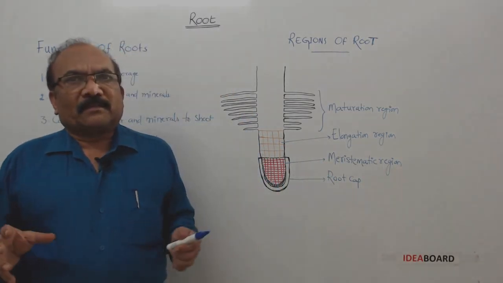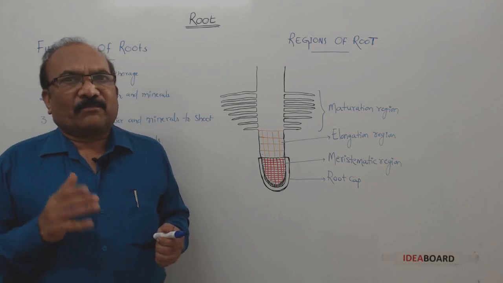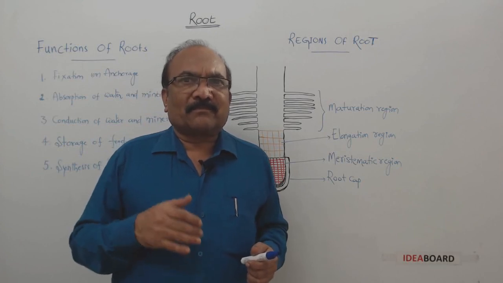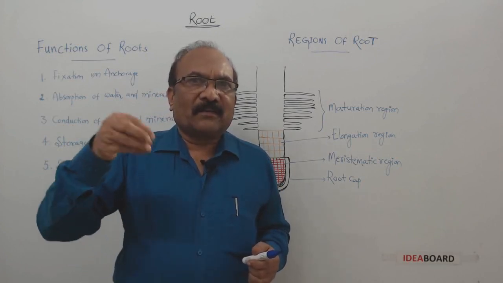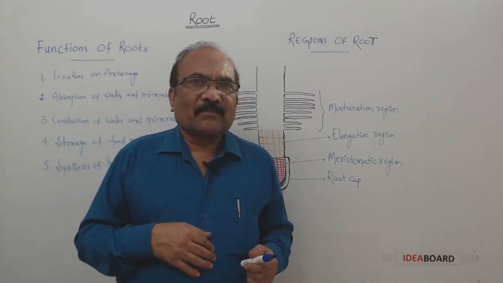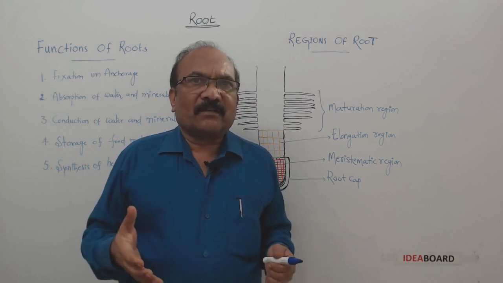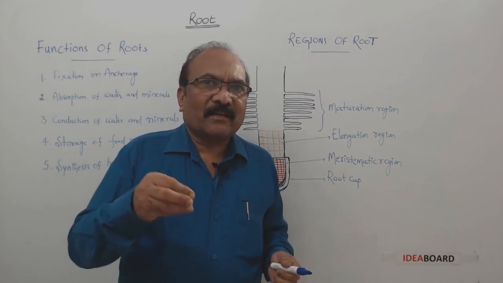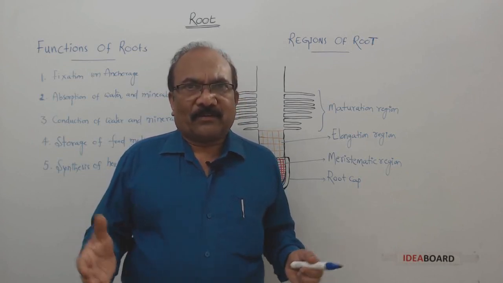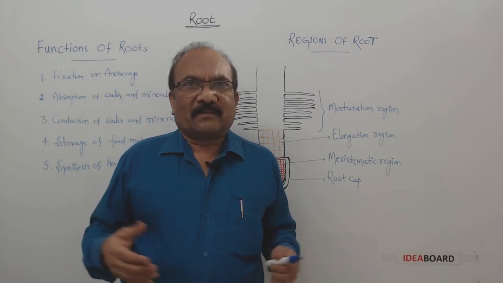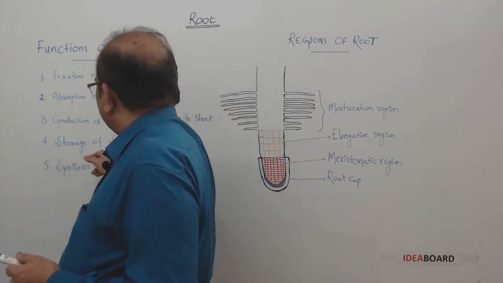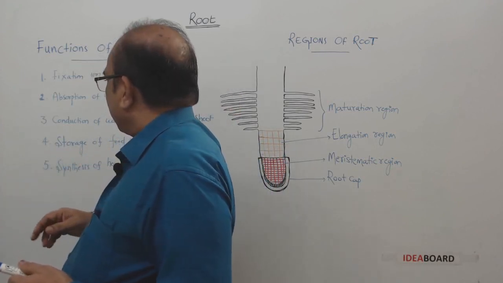Remember one thing: roots cannot prepare their own food material. The food is prepared by the shoot system, and the shoot system will transfer this food material to the root system. Always the shoot system will transfer not the required amount of food but an excess amount of food, and the roots will store that food material for future use. So that is the fourth function, storage of food materials.